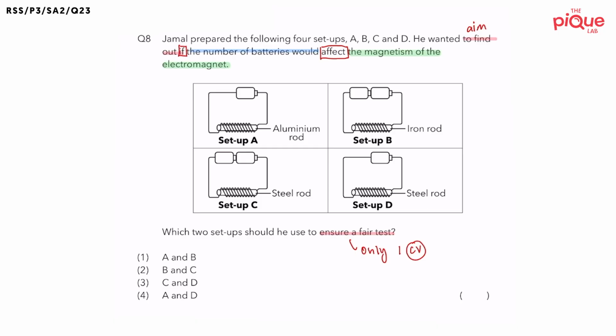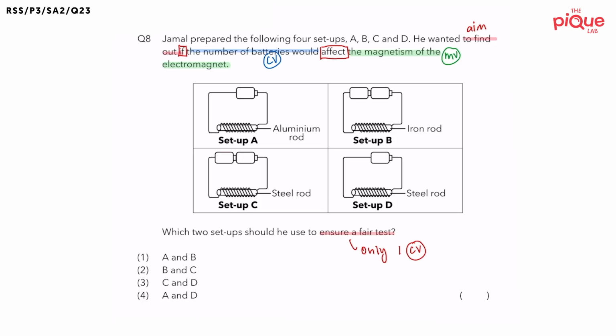From the aim of the experiment, we can see that the number of batteries is the one that affects the magnetism of the electromagnet. Thus, the number of batteries is the change variable. And the magnetism of the electromagnet is the measured variable. CV and MV stand for change and measured variable respectively. As a rule of thumb, normally, the one before the word affect is the change variable, and the one after the word affect is the measured variable.